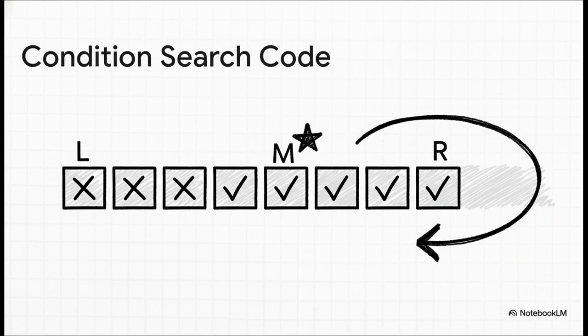So the code for this is slightly different, but it's so clever. Check this out. If our middle element is true, we know the first true is either at this spot or somewhere to its left. So we can't just throw this spot away. It might be our answer. So instead of moving our right pointer to m-1, we move it to equal m exactly. We're basically saying, okay, the answer is somewhere in this new smaller zone, including the spot we just checked. We just keep narrowing the window until L and R land on the exact same spot, which, you guessed it, will be the first true.